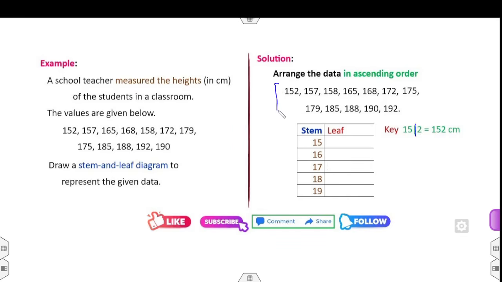Now look at these three numbers with stem 15. What are the leaves? 2, then with a little space 7, and the next number is 8. Similarly for the stem 16, the leaves are 5 and 8. Write with a little space, otherwise you may write a comma. Okay. For 17: 2, 5, 9 and so on. That is the required stem and leaf diagram.